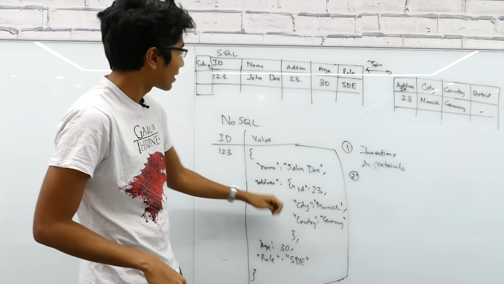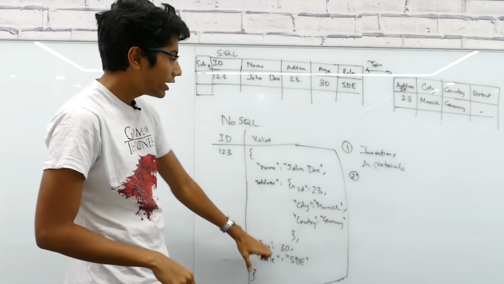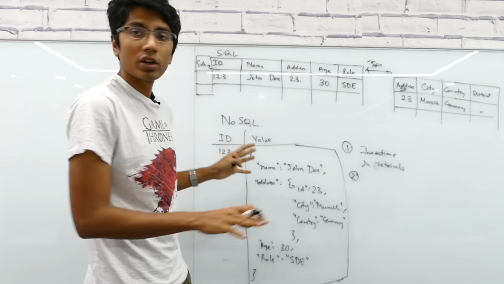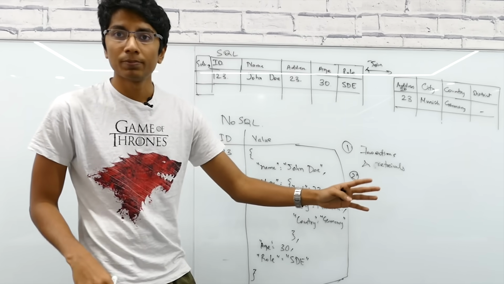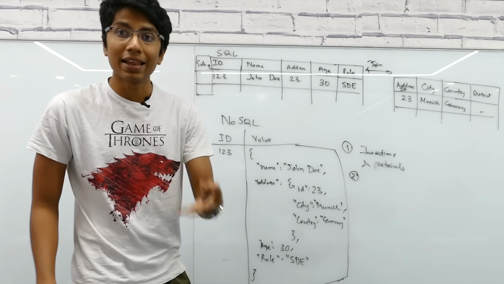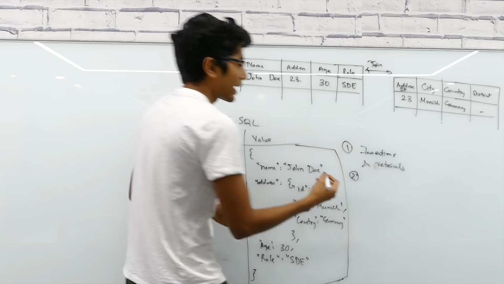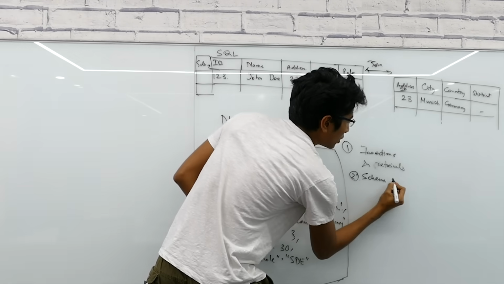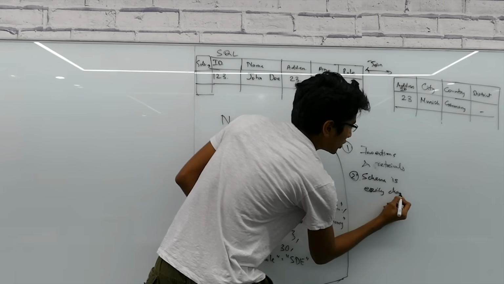While over here, if there is something that you're adding, which you don't need for all the older users, what you can do is just start adding them straight away. Because like I said, the schema doesn't care. The older schema doesn't know that there's anything called salary. Okay, so the second advantage is that schema is easily changeable.